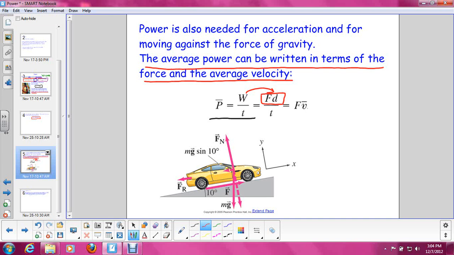Hopefully you're all with me so far. Now this is where we make a little bit of a leap. Right now we have the equation power is equal to the force times distance divided by time. What I'm going to do is bring this right down here, force times distance over time, and actually add some parentheses here.